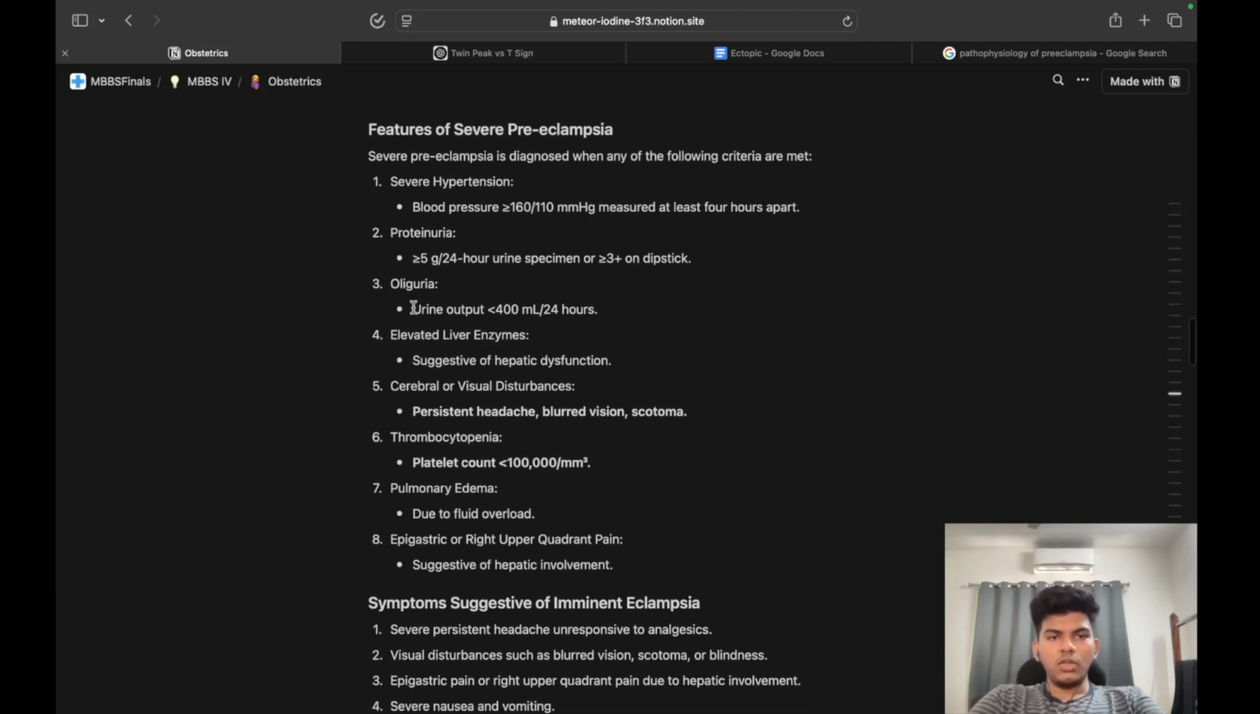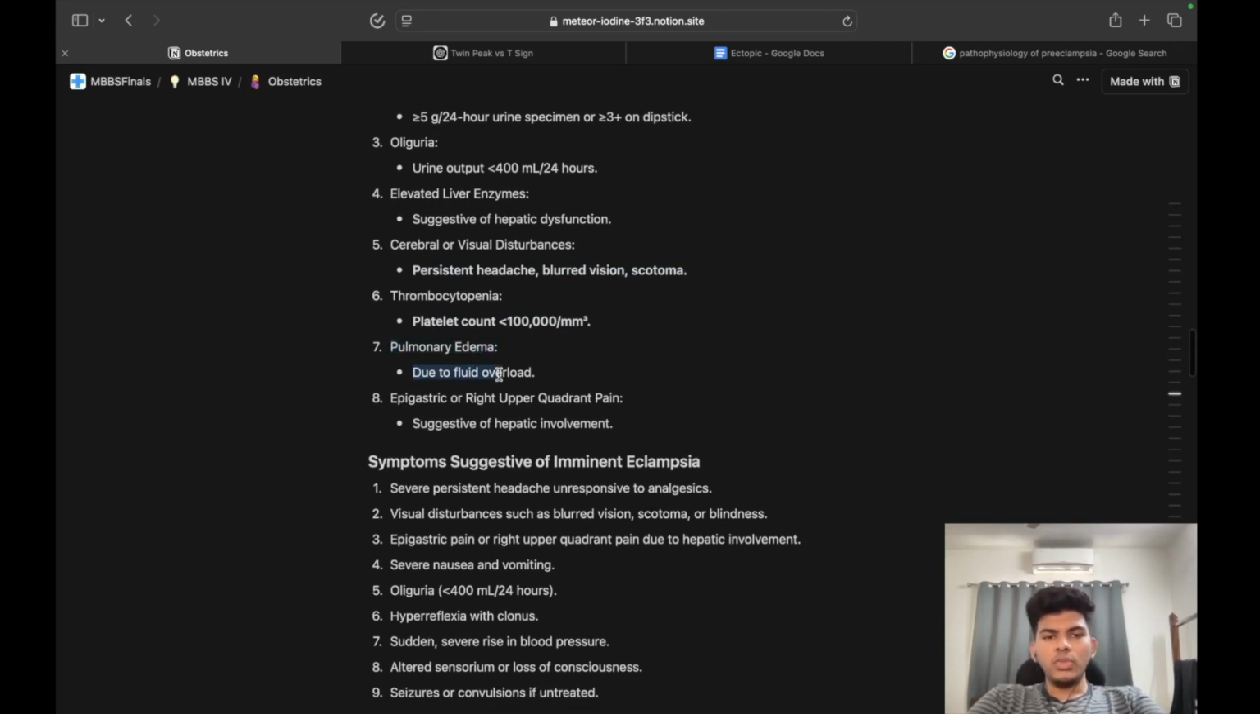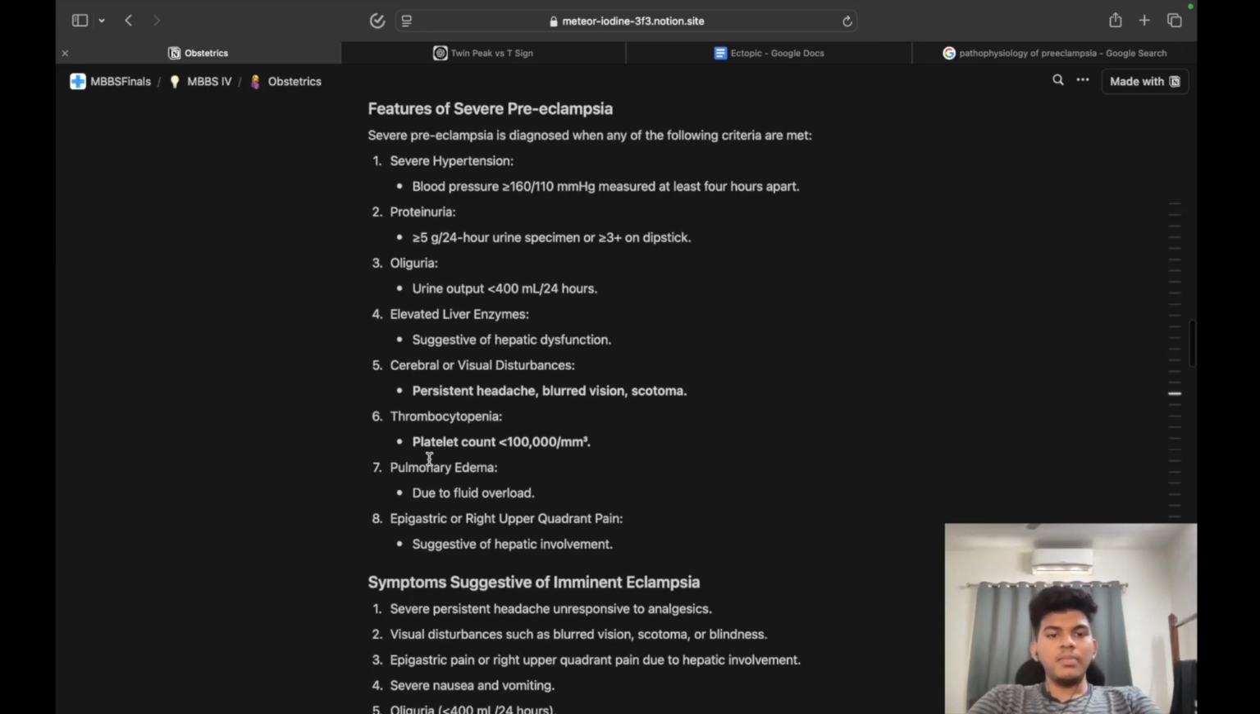So proteinuria, severe hypertension, oliguria, urine output less than 400 ml every 24 hours, and elevated liver enzymes suggesting hepatic dysfunction, cerebral and visual disturbances including persistent headache, blurred vision, scotomas, thrombocytopenia, platelets less than 100 K, and pulmonary edema due to fluid overload. Epigastric or right upper quadrant pain suggests hepatic involvement. For that we have liver enzyme tests, and there are thrombocytopenia-like features too.